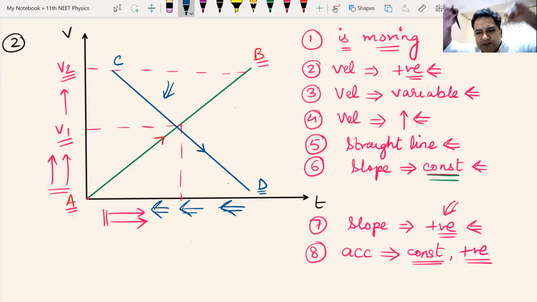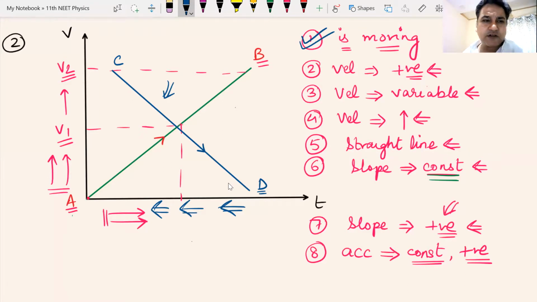Are we ready? Can we have raised hands so that we can discuss all these points? Raise hands, sir. We are ready to discuss. Okay, tell me what is the first point. Look at the first point. Is the particle moving? Yes or no? Yes, the particle is moving. So we write it. The particle is moving.